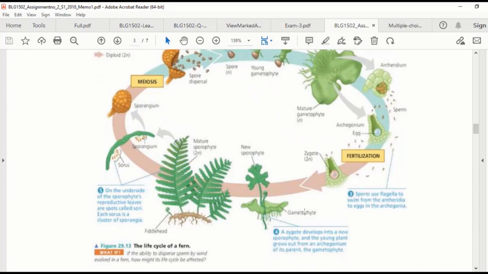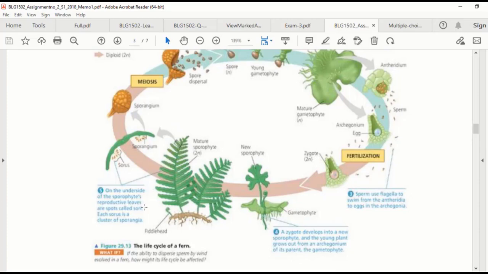Then the zygote here in the gametophyte forms a new sporangia; the zygote develops into a new sporophyte, and the young plant grows out from the archegonium of its parent, the gametophyte. And therefore this one will be flagellated, and you see the mature sporophyte, which is 2N, which is diploid now, and even this zygote is diploid here.